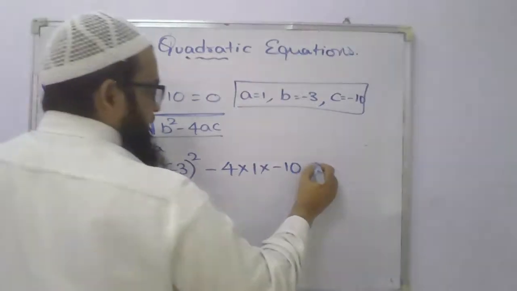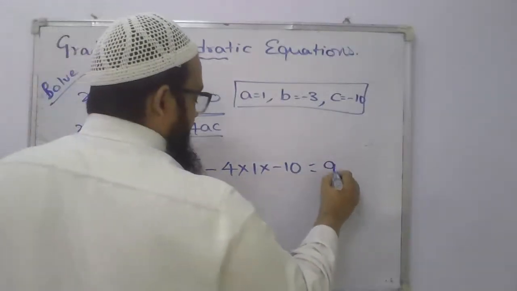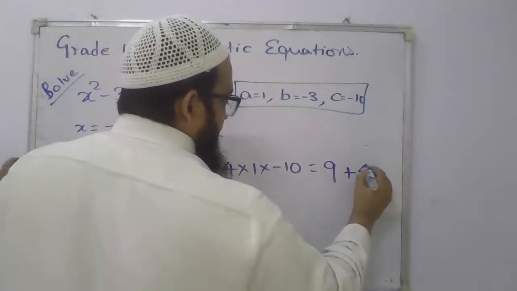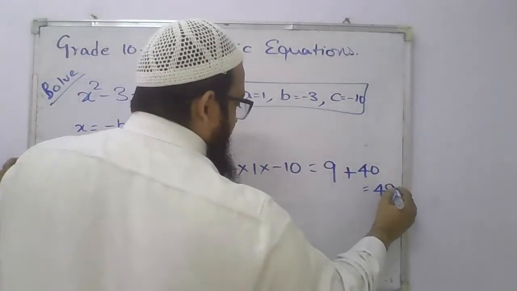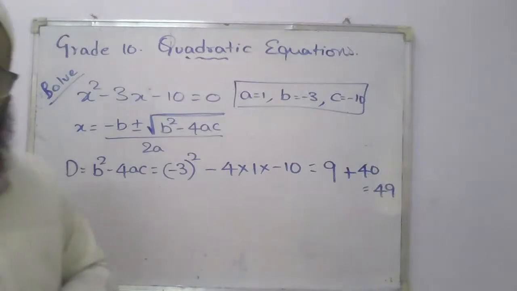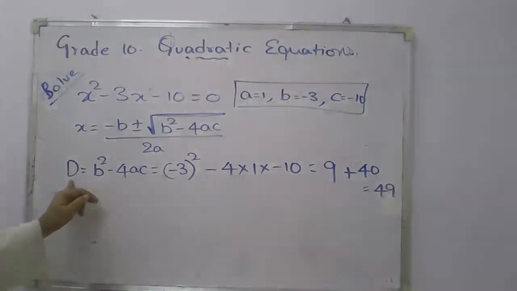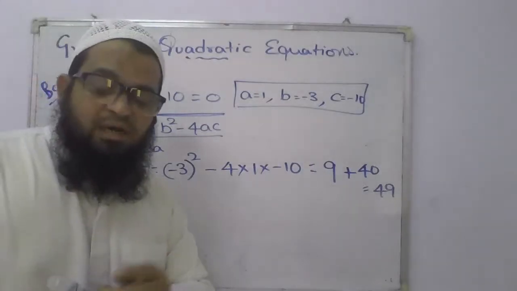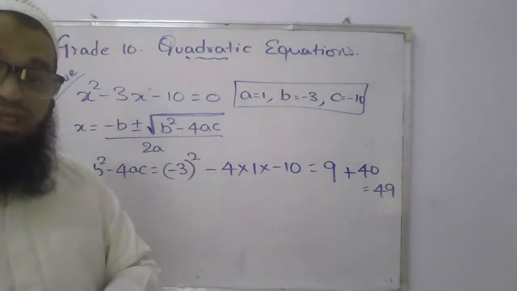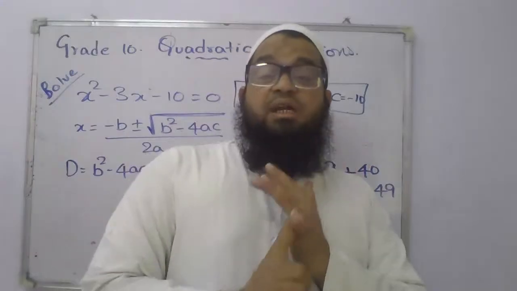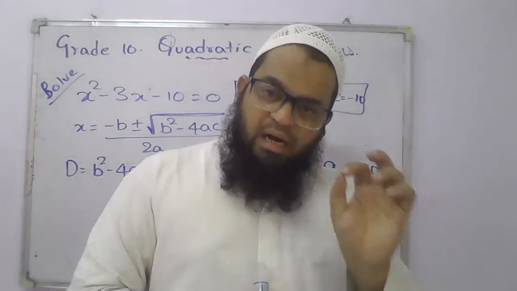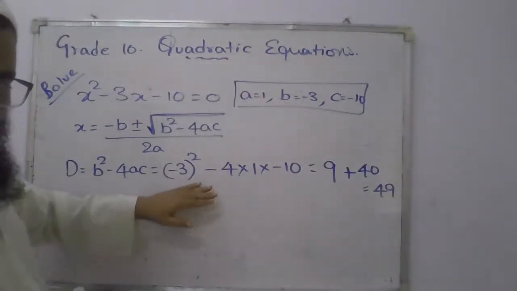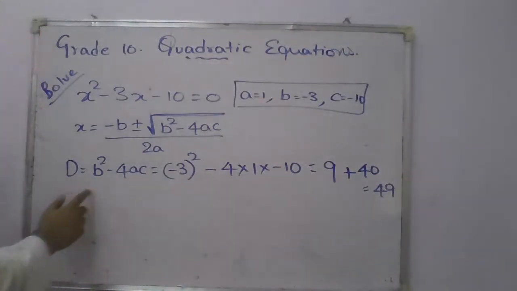So that equals, what is 3 square? 9. Minus of minus, plus 4 tens are 40. So that equals 49. So 49 is positive, right? You got the discriminant as a positive number. If you get a positive discriminant, then it has distinct roots, two different roots, real and distinct roots. So this is how we find the nature of the roots. So one more concept has been covered over here: the nature of the roots.